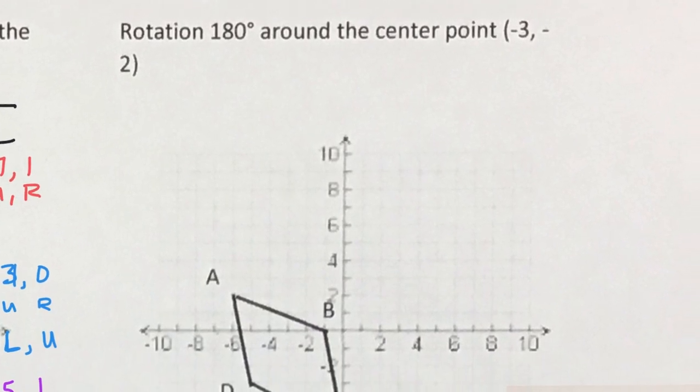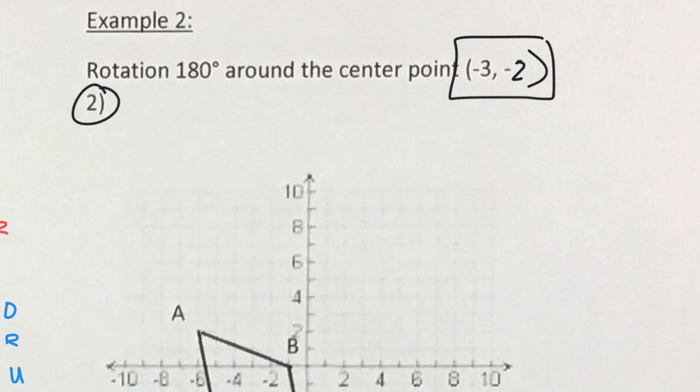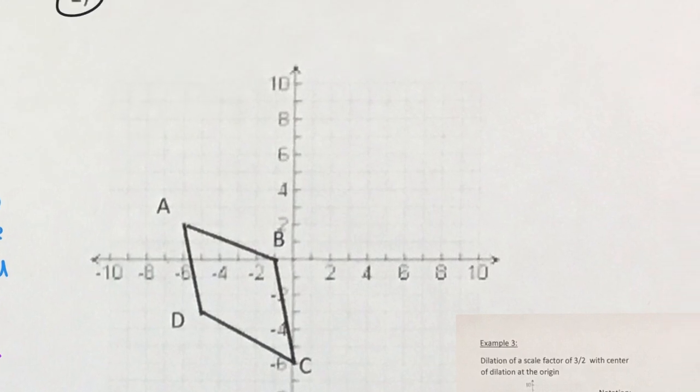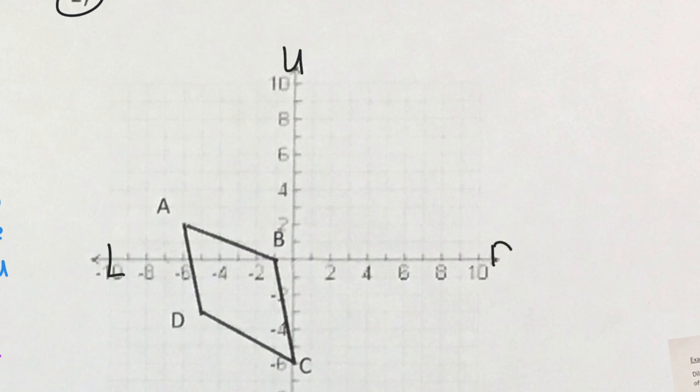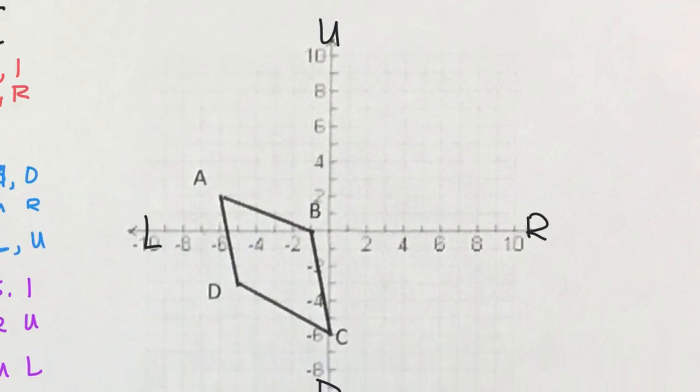A 180 rotation around the point (-3, -2). Here we go. So there's our other negative. The -2 should be here. So our center point is (-3, -2), and we're doing a 180 rotation. Hopefully this one will be easier to think about, because 180 means we're doing the opposite. Up becomes down, left becomes right, right becomes left, and so on. So we have left, up, right, and down. And our point is (-3, -2).